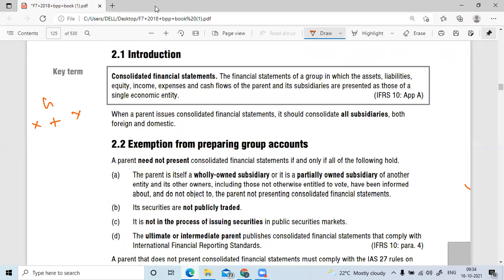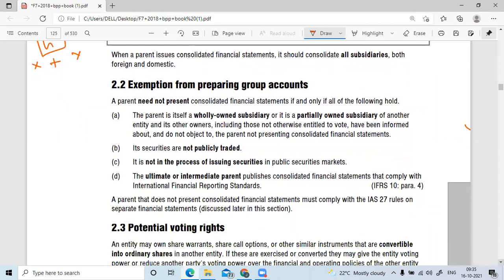So why are you adding all the figures of every item, whatever you are showing in the statement of financial position or statement of profit or loss, to show them as one single entity? Got my point? That is nothing but I want to show both the companies as one single company. That's the reason why I'm clubbing or adding their figures.